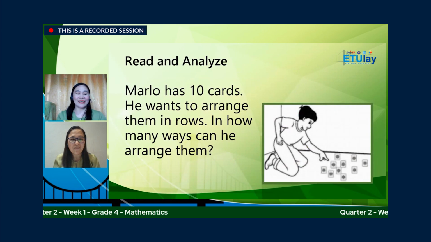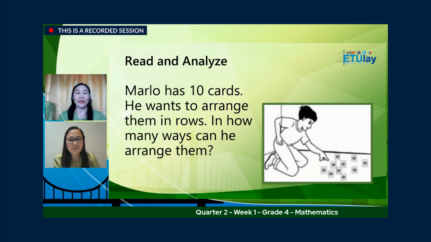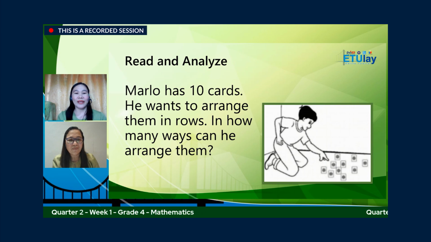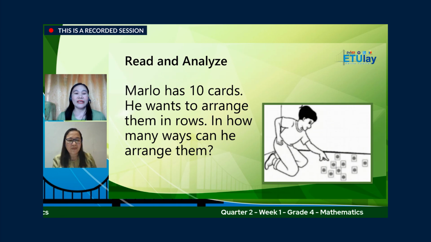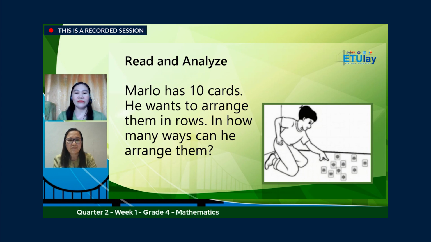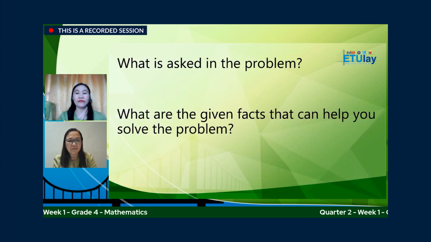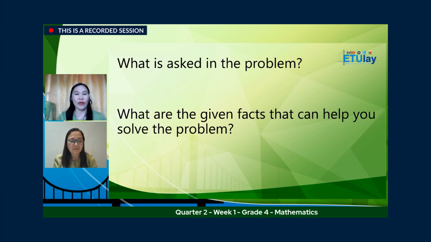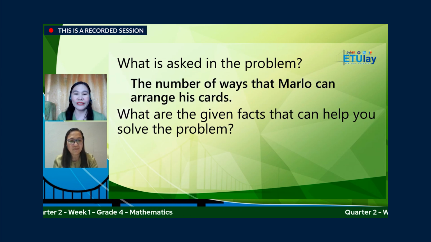Okay, so let us start learning a new concept with the help of this problem. Let's read and analyze the problem. Marlo has 10 cards. He wants to arrange them in rows. In how many ways can he arrange them? We have to answer the following questions to really understand the problem. What is asked in the problem? If your answer is the number of ways that Marlo can arrange his cards, very good.